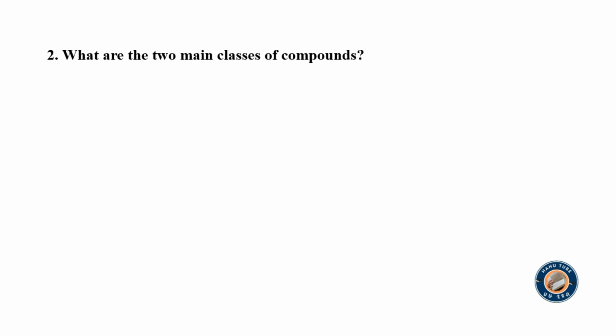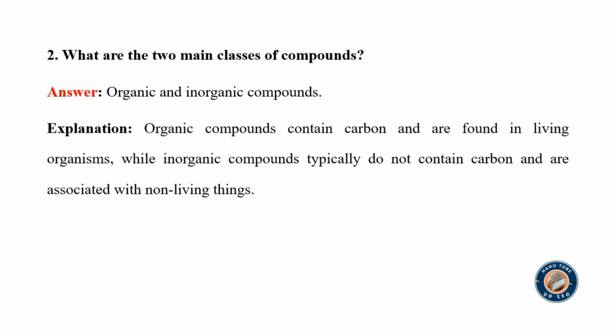Question number 2. What are the two main classes of compounds? The answer is organic and inorganic compounds. Organic compounds contain carbon and are found in living organisms, while inorganic compounds typically do not contain carbon and are associated with non-living things.